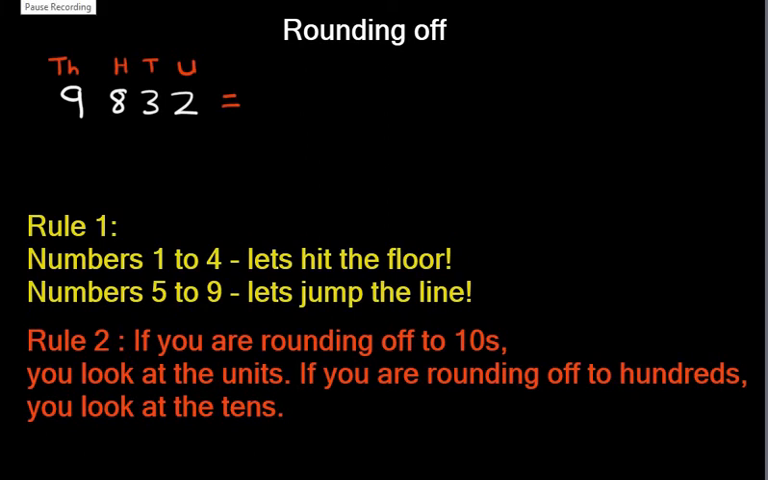Now the same rule applies. If the numbers lie between 1 and 4, we hit the floor. If it lies from 5 to 9, we jump the line. So look at the 3. Does it lie between 1 and 4 or 5 and 9? It lies between 1 and 4. What do we need to do? We need to hit the floor, which means we are going to round down. What will your answer be? Can you tell me? That will be 9,800. Let's look at the next sum.